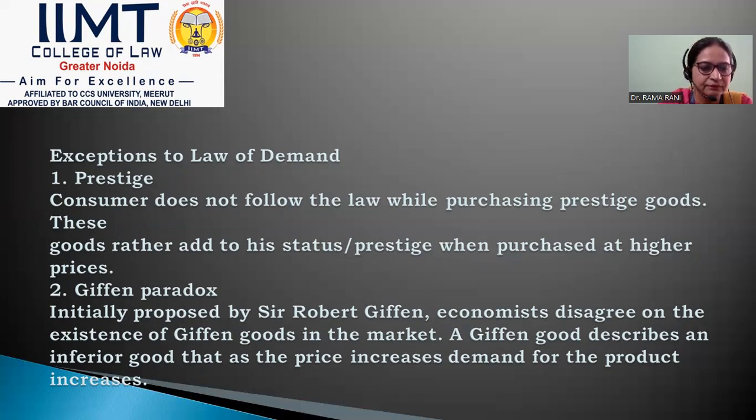Next is the Giffen paradox, proposed by the economist Sir Robert Giffen. Giffen goods are inferior quality goods for which, as the price increases, the demand for the product increases, and if the price of the inferior good decreases, then the demand also decreases. So in this case, we cannot apply the law of demand.